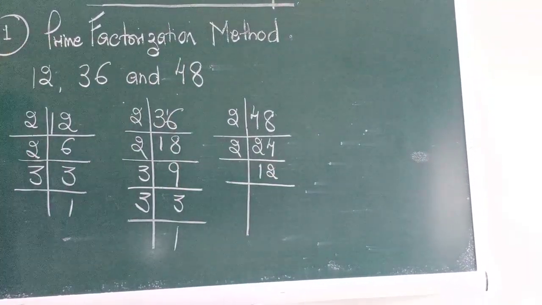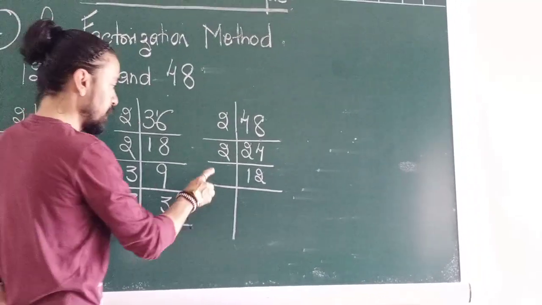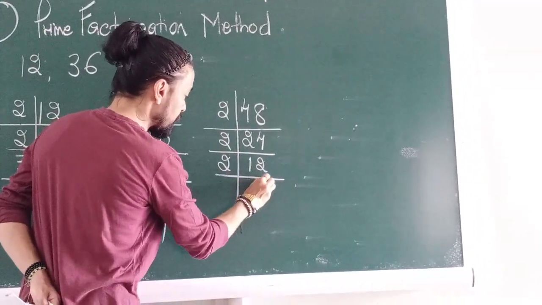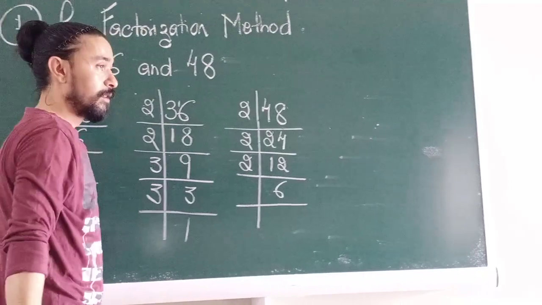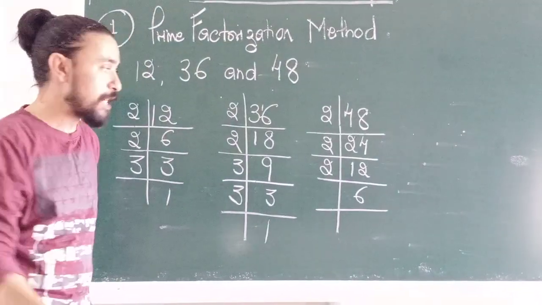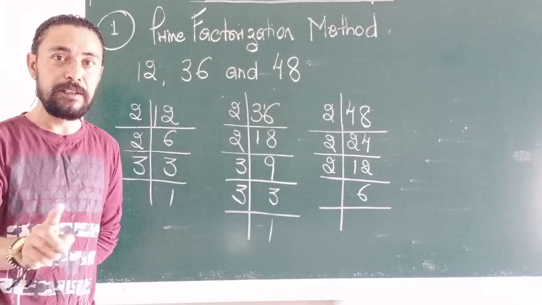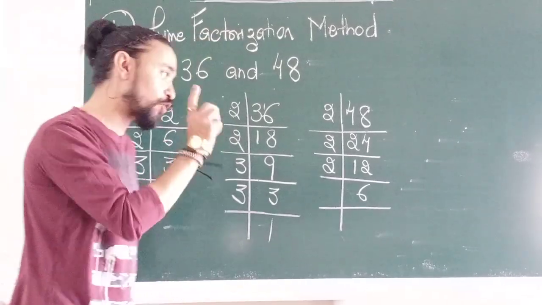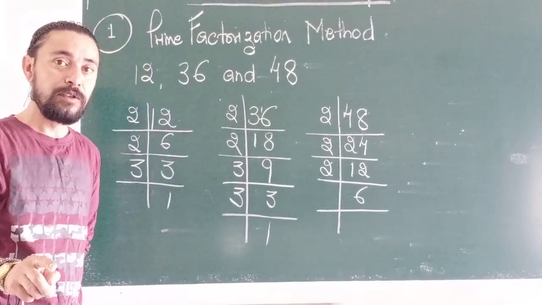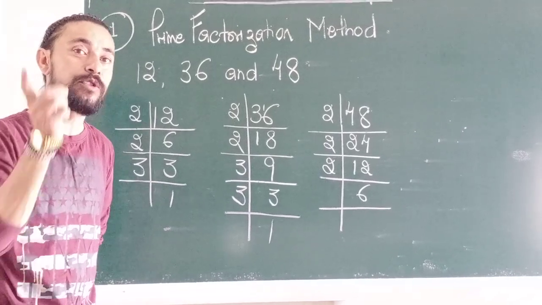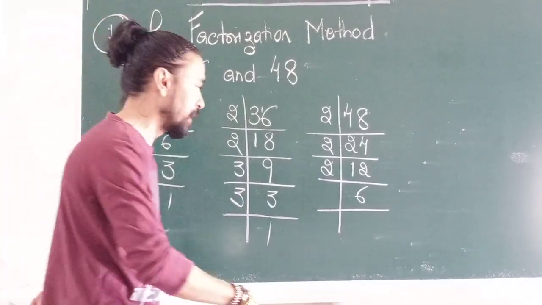Does 12 divide by 2? Yes, 2 6s are 12. Don't jump to 3. As you see 6, you want to divide by 3. Don't do that. You are still to divide by 2 because 2 will go in 6 also. So don't jump to the next prime number till you have finished with the previous prime number.